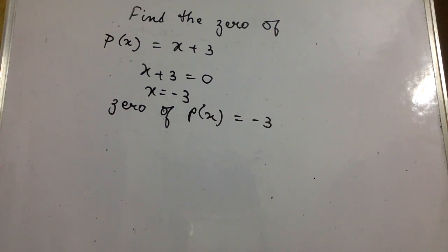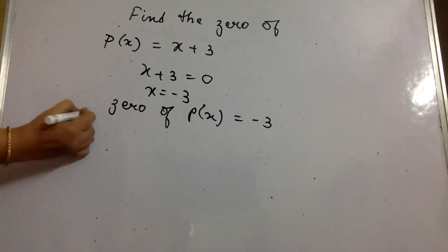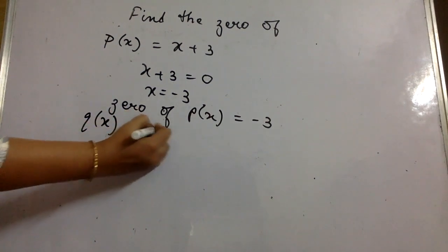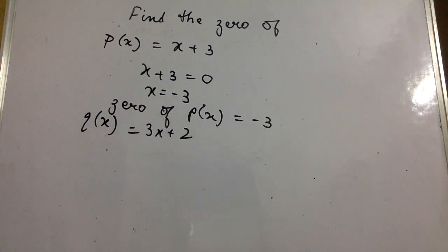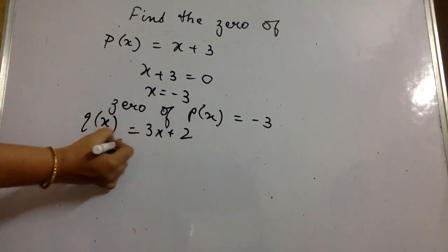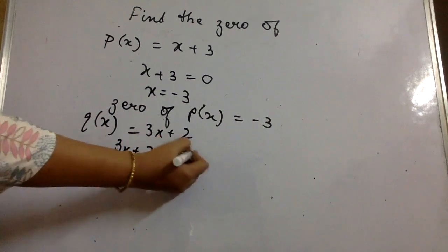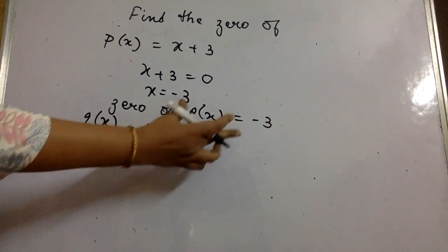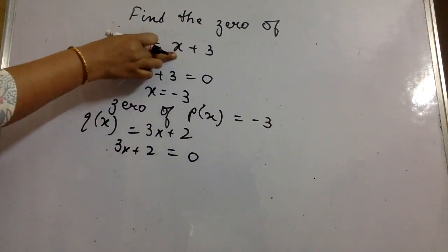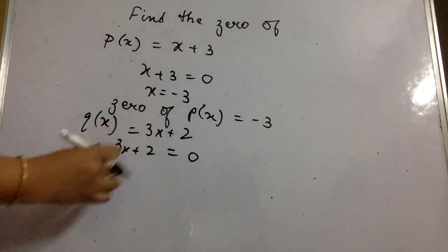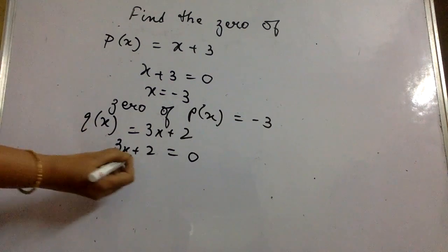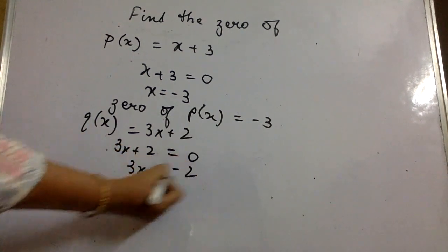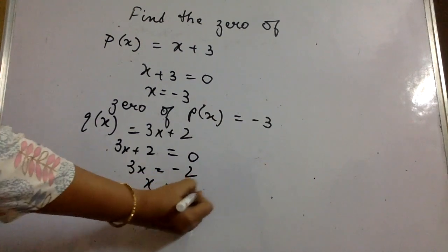Let's take up another one. q(x), again they want us to find the 0, is equal to 3x plus 2. Okay, q(x) is equal to 3x plus 2. Again, what will we do? Because they are asking for that value of x which, when substituted here, will make this whole thing 0. Here again a linear equation. So, 3x is equal to minus 2. x is equal to minus 2 by 3.